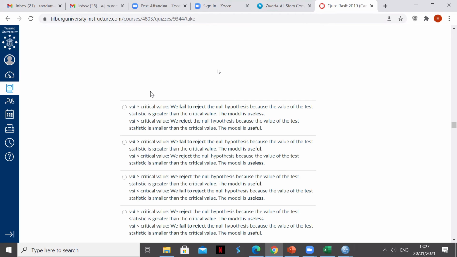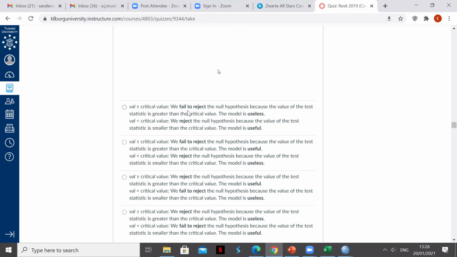Then we reject it, and then our model is useful, because we reject H0, which suggested that all the coefficients are 0, and then it would be useless, of course. So if we reject H0, then we conclude that at least one of them is non-zero, and then we conclude that it's useful. So this one is wrong, because if the value is bigger than the critical value, we reject it. So this one is wrong.